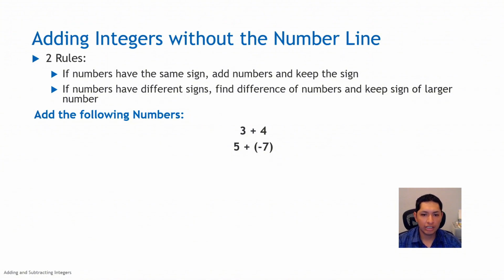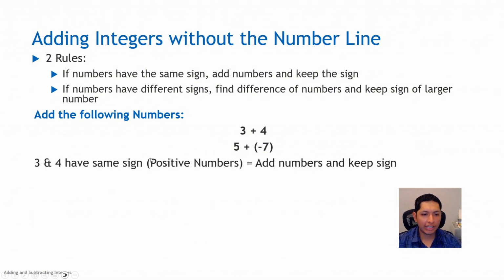Here are 2 problems, 3 plus 4 and 5 plus -7. And I'll tell you right off the bat, you can do the first one by hand, right? You can count on your hands, 3 plus 4, or just in your head. But what you are doing is you are following these 2 rules without actually knowing it. So let's see what that looks like when the numbers aren't so easy.